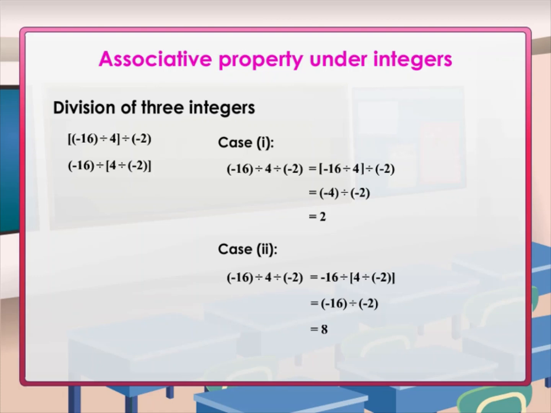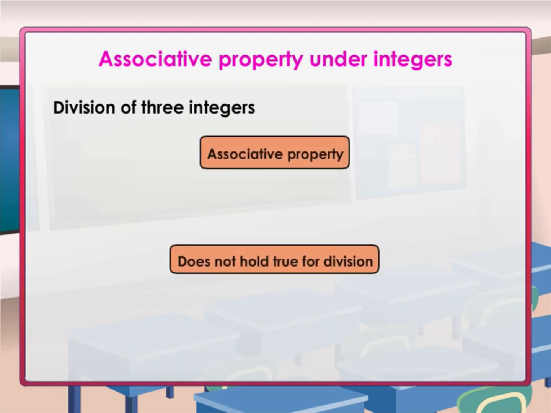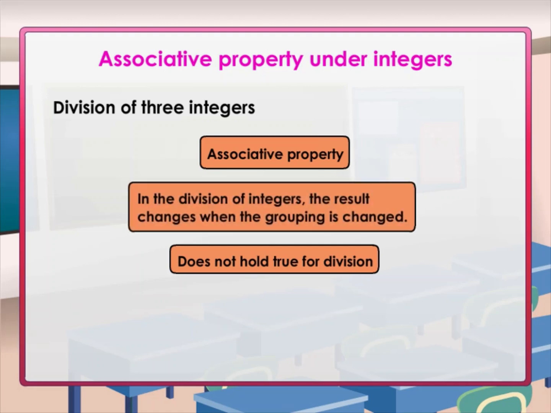What did we see? When we changed the grouping while performing division of three integers, we saw the answer is not the same. Hence, minus 16 divided by 4, then divided by minus 2 is not the same as minus 16 divided by 4 divided by minus 2. Thus, the result changes when the grouping is changed, and this means the associative property does not hold true for division of integers.